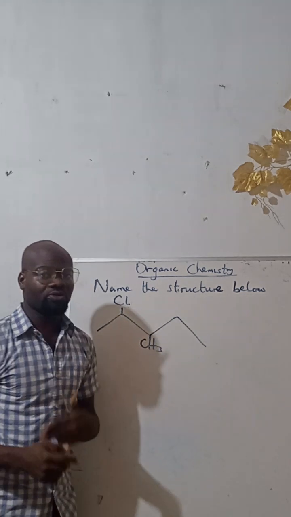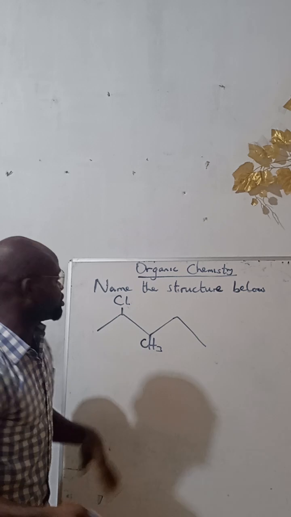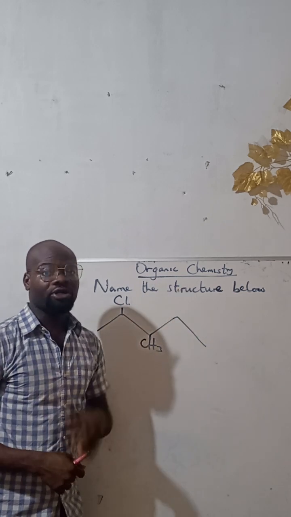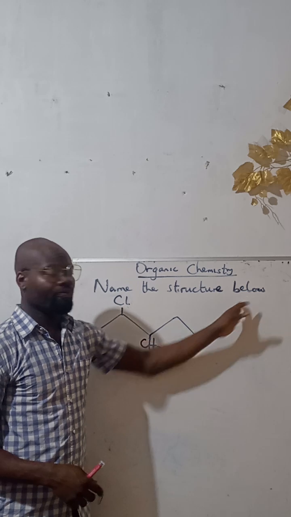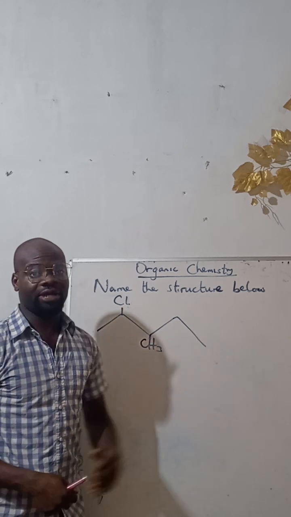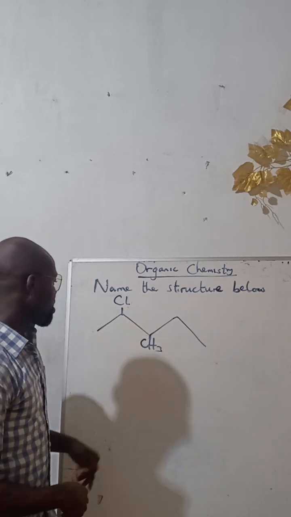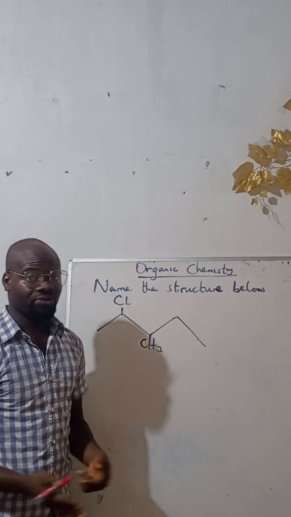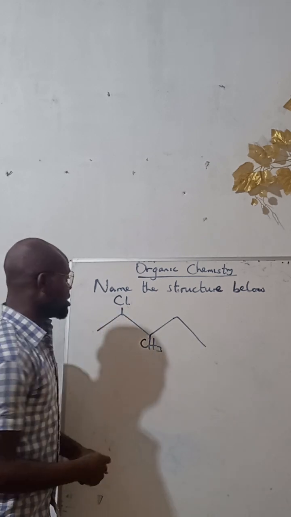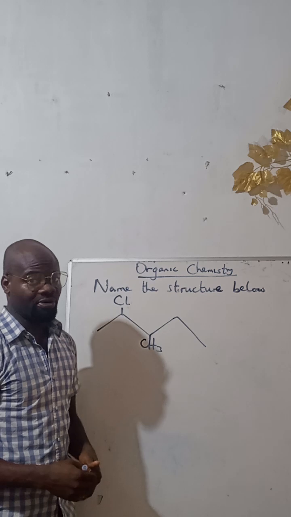Today we are looking into organic chemistry. The question says, name the structure below. This is the structure we are asked to name. Now, look at this structure. It's very easy and simple. You understand? This is an aspect of hydrocarbon.